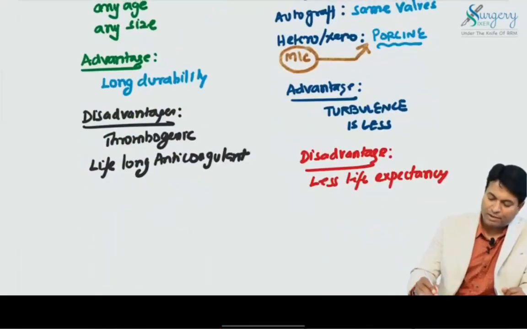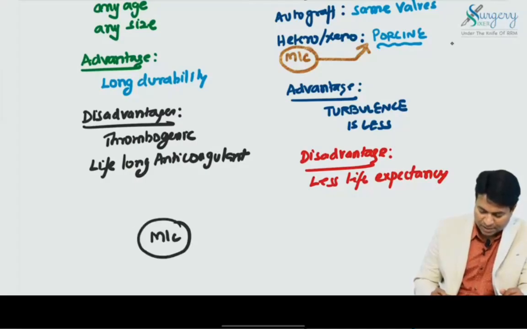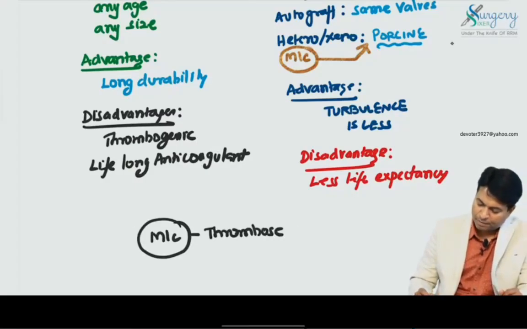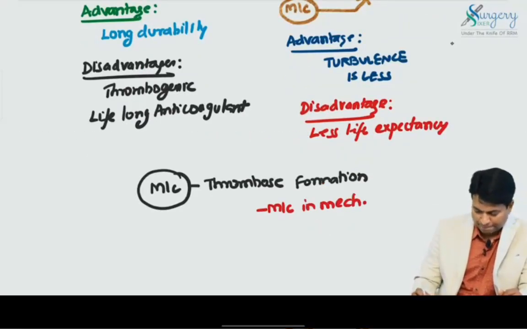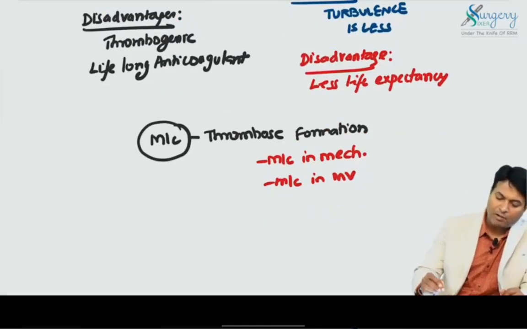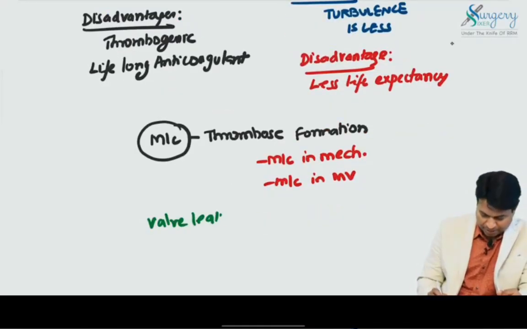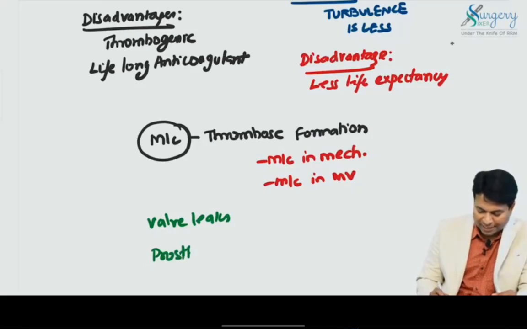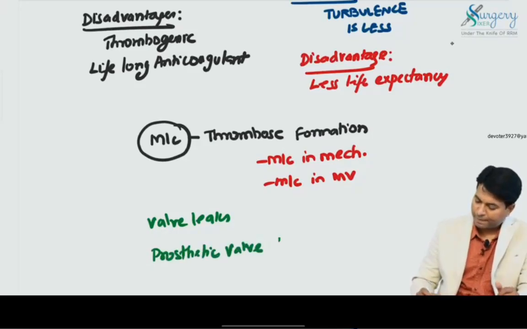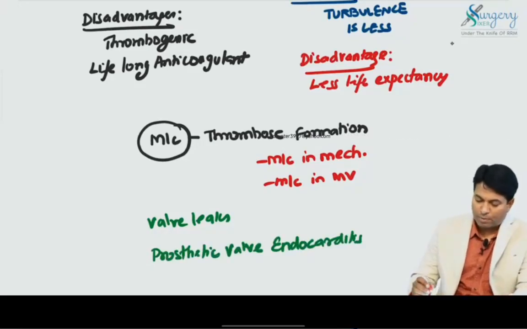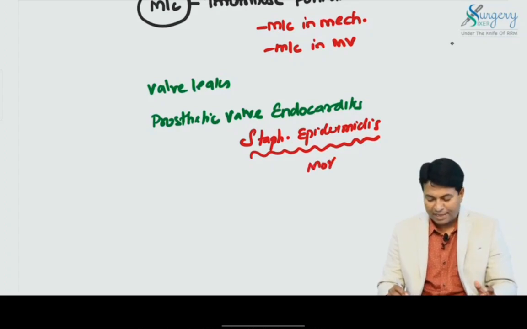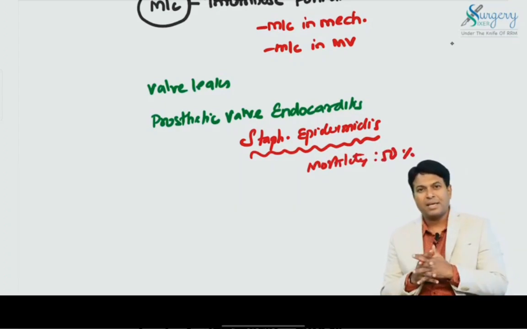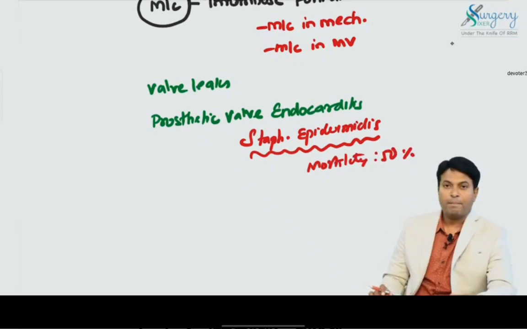And what are the complications of using a valve? The most common complication is thrombus formation. That is why we give them lifelong anticoagulants, and it is more common in mechanical valves, and more common in the mitral valve. The valve can also develop a leak. And a major problem is that the valve can produce prosthetic valve endocarditis. Lifelong there is a risk of prosthetic valve endocarditis. Tell me, what is the most common organism causing prosthetic valve endocarditis? It is Staph epidermidis. The risk is lifelong, and the mortality with this complication is 50%.